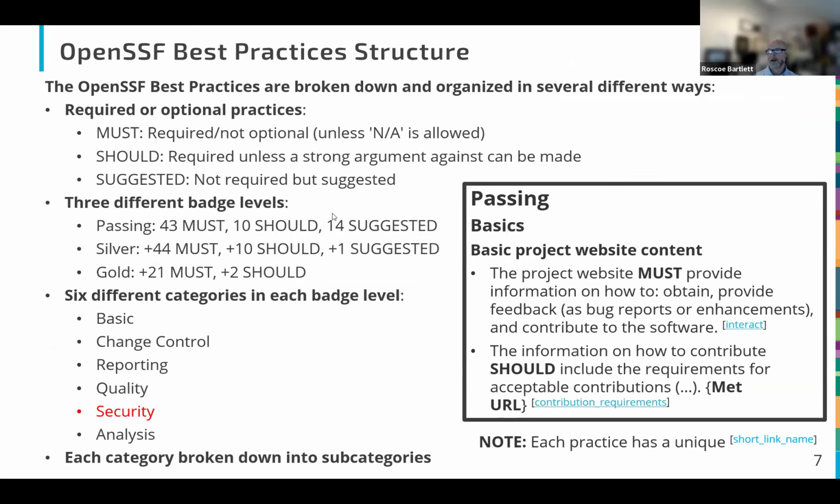So for example, here on the right, at the passing level, we have the set of basic practices and then the subcategory of basic project website. It will describe whether or not the practice is required at that level, and give some detail on what it takes to satisfy it. And sometimes there's a URL that you can put in that will be validated in some cases, and other text fields you can put in. And every practice has a unique short name linked to it, so you can unambiguously refer to the practice.